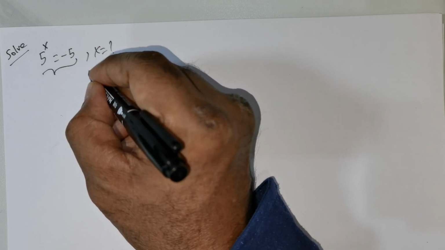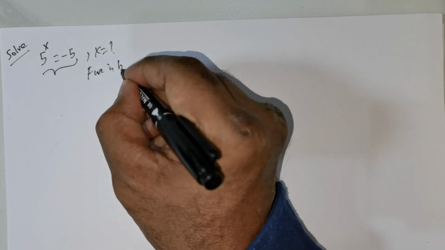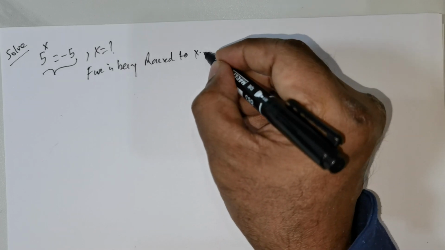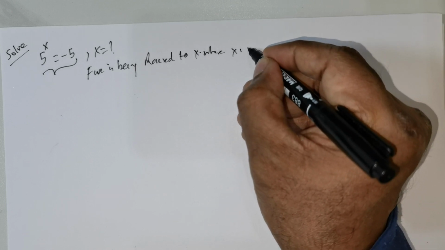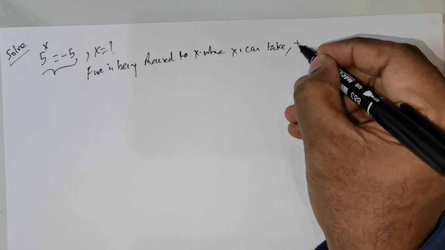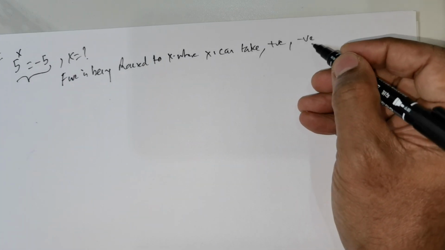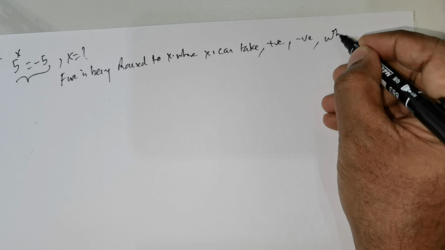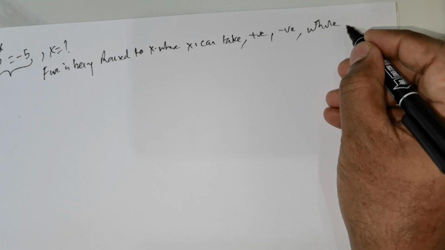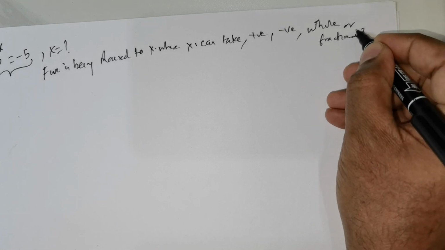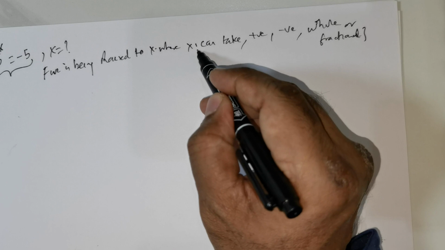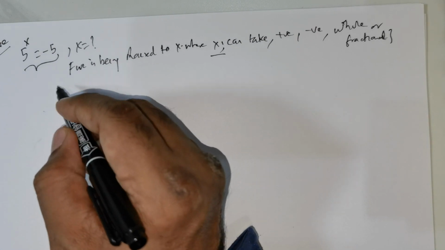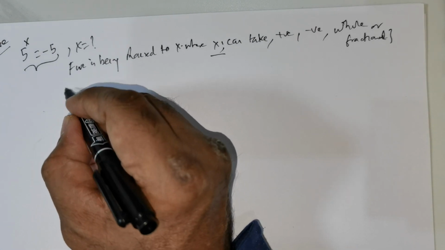Because on the left hand side 5 is being raised to x, where x can take a positive number, a negative number, or among positive and negative it can be a whole number or a fractional quantity, right? Now no matter what the value of x is, when you substitute it over here, it is never going to be equal to the right hand side.